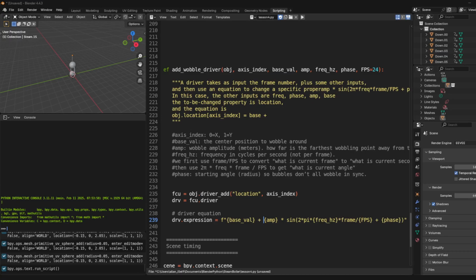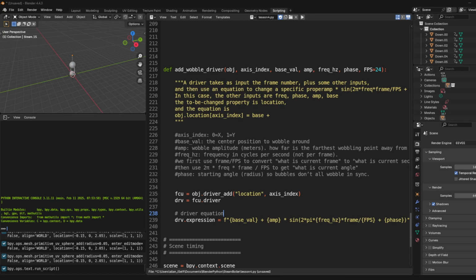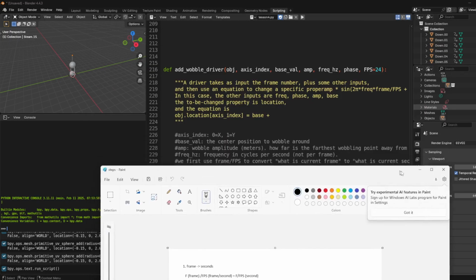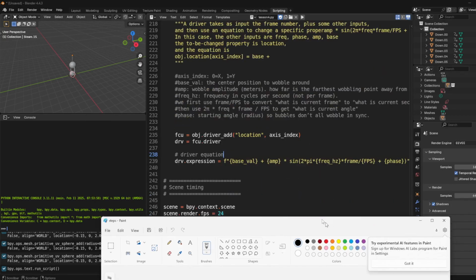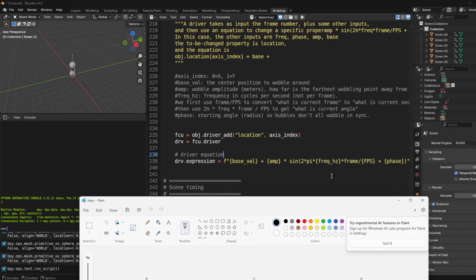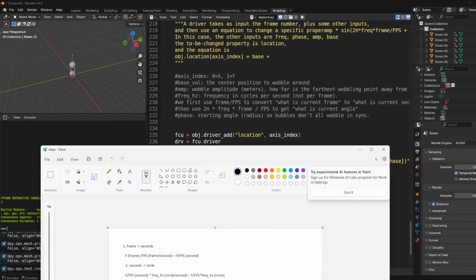So, yeah, let's start. Right here, this is something that will help us decipher what this equation is trying to do. Let's follow the steps. Step one is to convert frames to seconds. Over here, frame divided by FPS is the second.